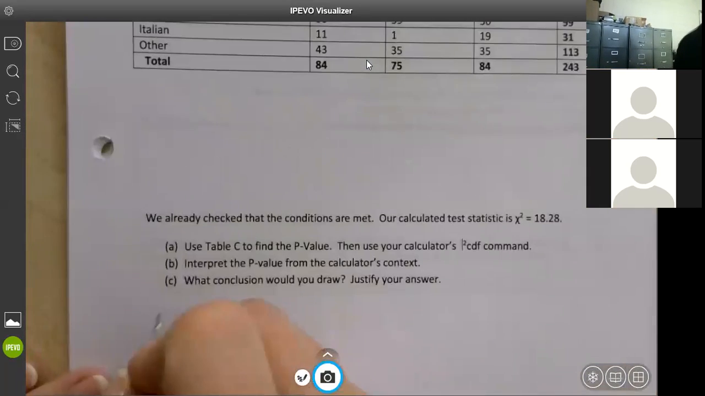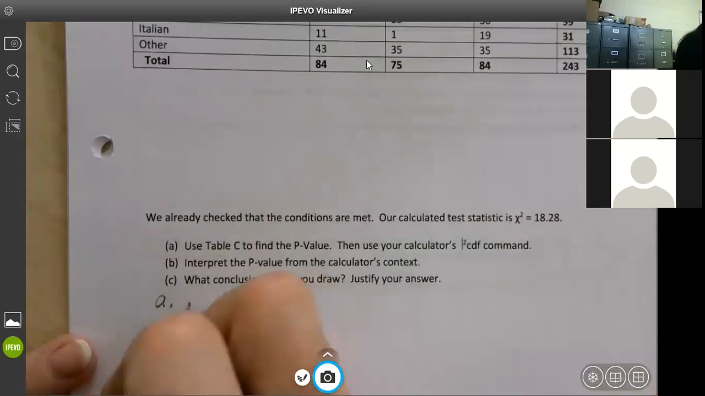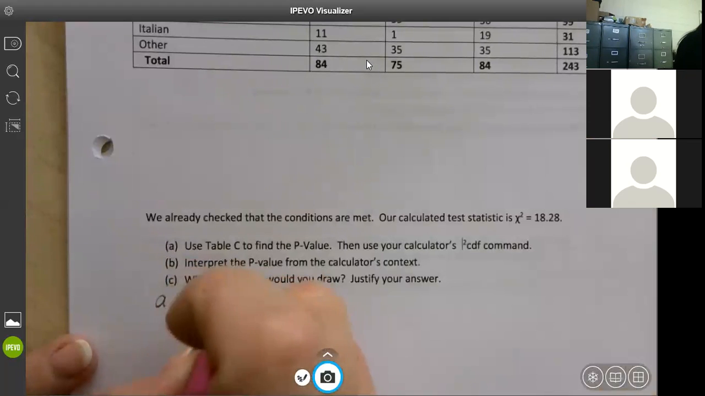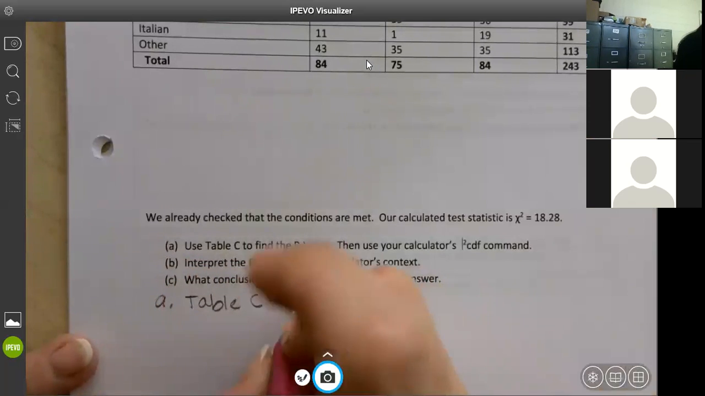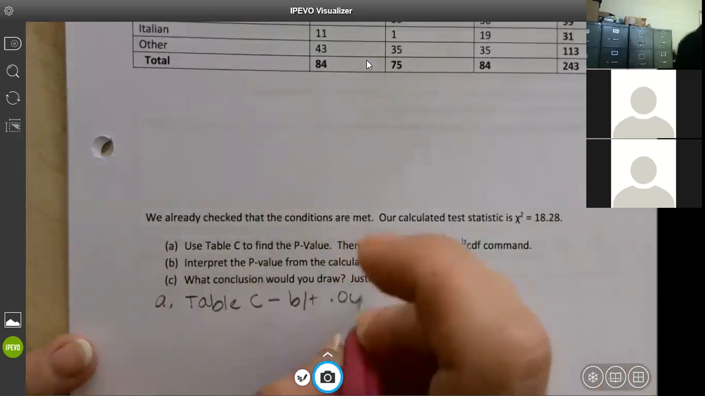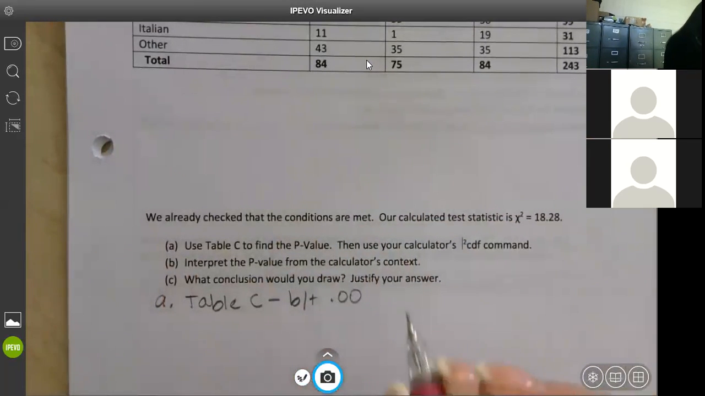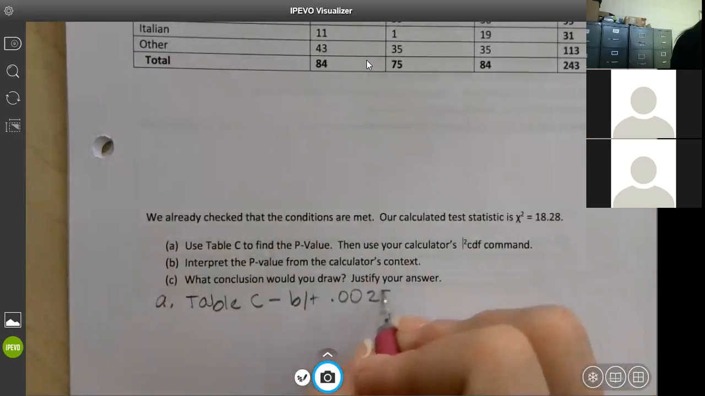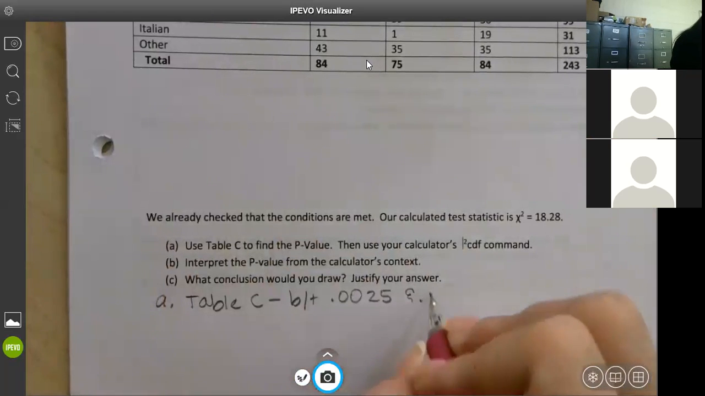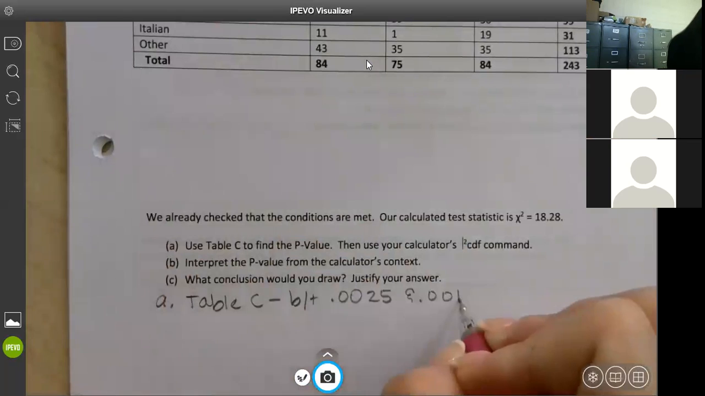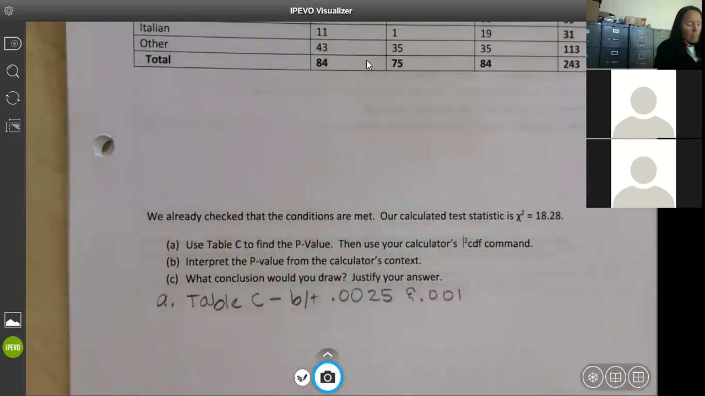So A, to do table C, did I say 0.025? Sorry. Yep. And 0.001.